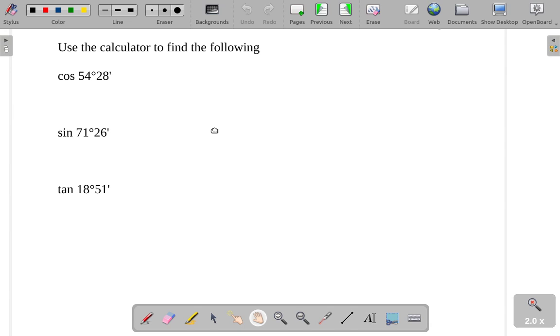If we want to find the cosine of an angle, and we don't have a triangle to go with it, well, we kind of have to plug it into the calculator. And you can see these angles are given to us as angles with degrees and minutes. So what I'd want to do here first is probably convert this to a number of degrees just in decimal form. So 54 plus 28 sixtieths.